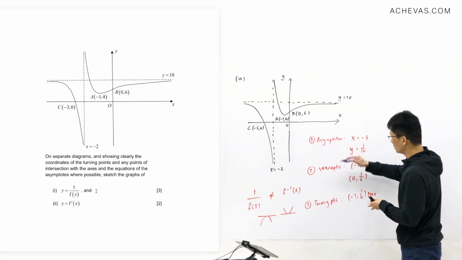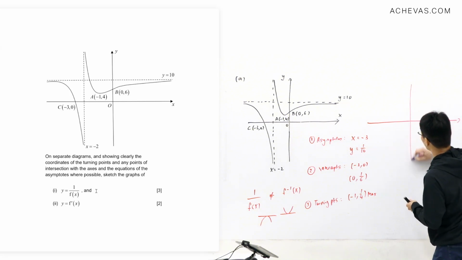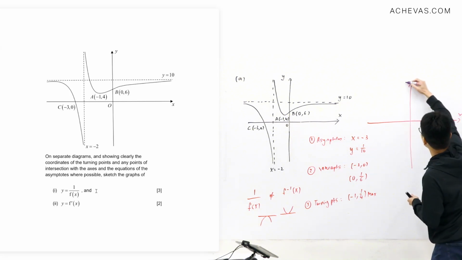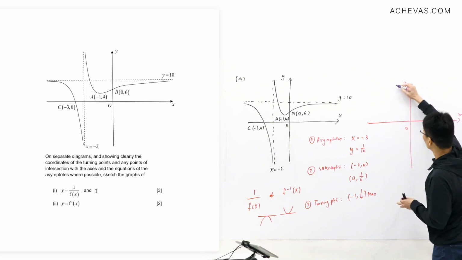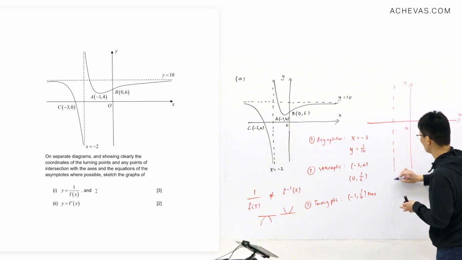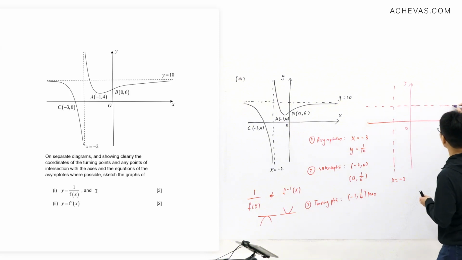So once we have all these key features in place, we can try to sketch the graph first. The first thing we put in will be the asymptote x equal to -3. So we have one vertical asymptote x equal to -3, and one horizontal asymptote at y equal to 1 over 10.